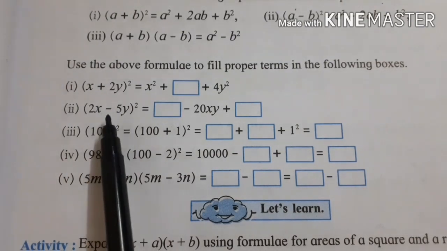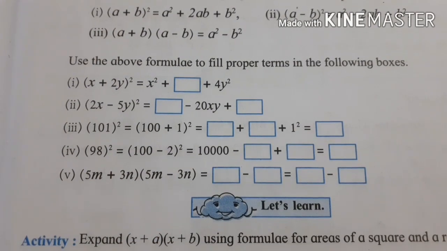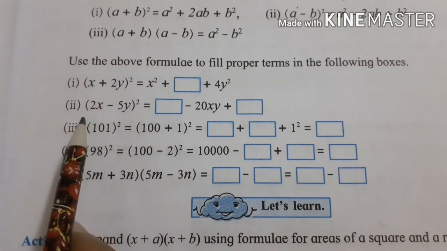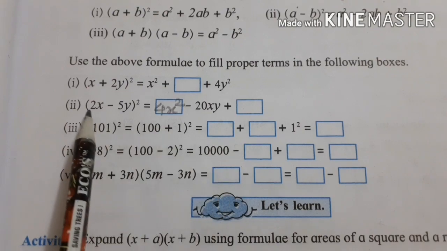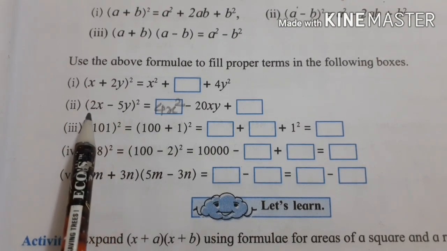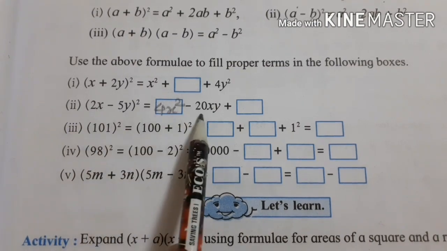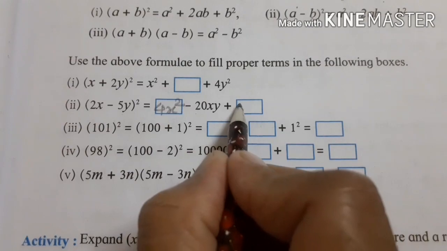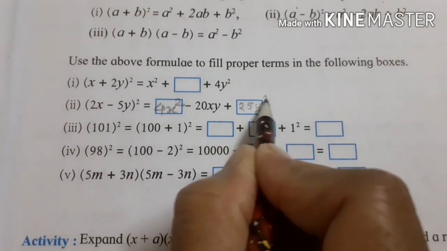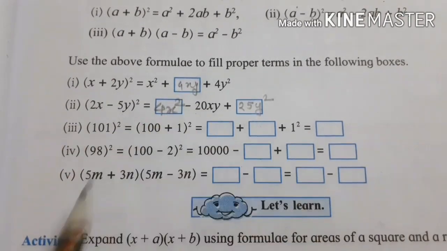Now second, here subtraction, a minus b bracket square. What is the expansion of a minus b bracket square? A square. What is the term a? 2x, 2x square is 4x square. Now what is the middle term? 2 into a into b, means 2 into 2x into 5y. 2 5s are 10, 10 2s are 20xy. Here 20xy plus b square, b is 5y, square is 25y square.